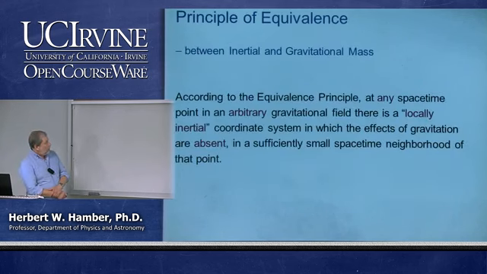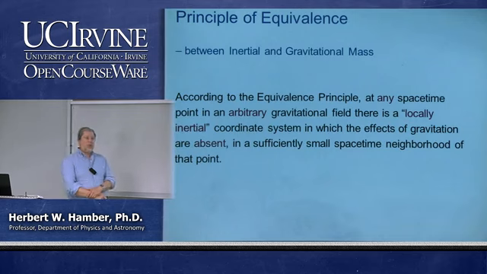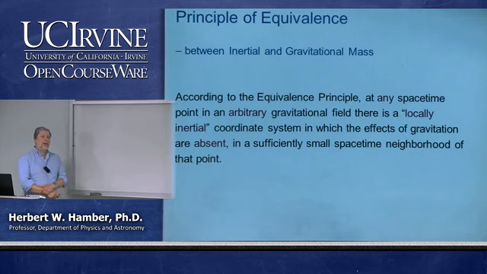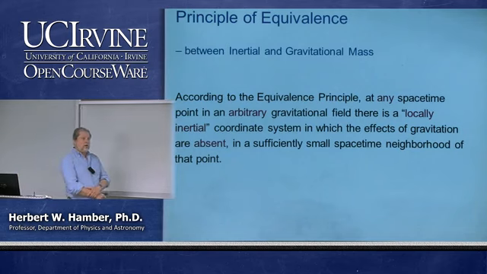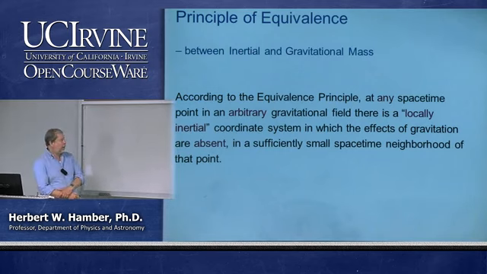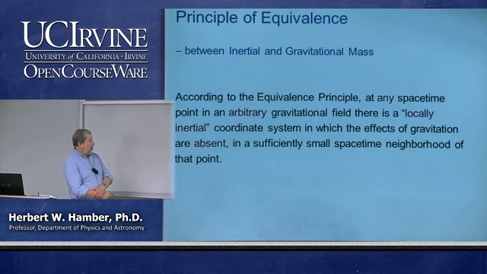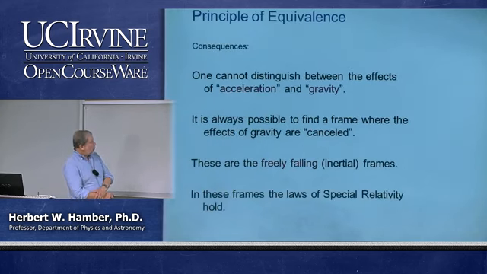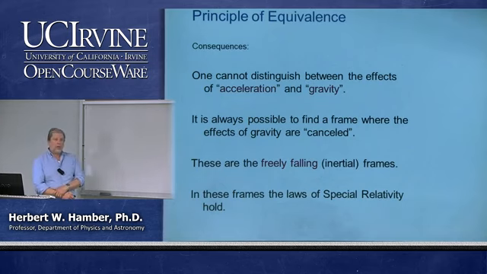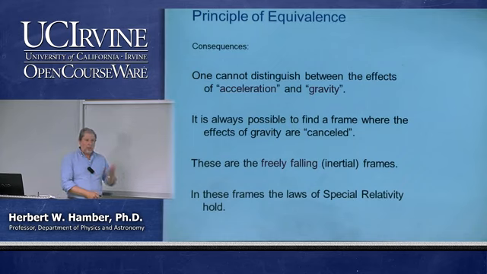So we started discussion of general relativity by pointing out the importance of the equivalence principle, and the fact that there is always some special reference frame that you can find in an arbitrary gravitational field, which is associated with a freely falling particle, a freely falling frame. And so the main consequence is that you cannot distinguish between an acceleration and gravity. They're basically the same thing. There's no way to tell one from the other.